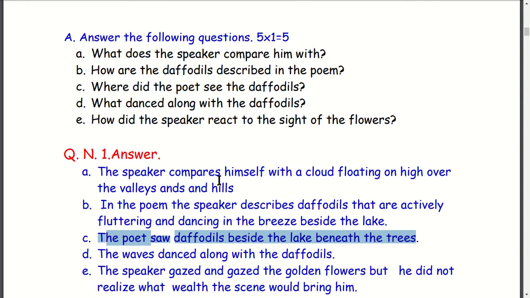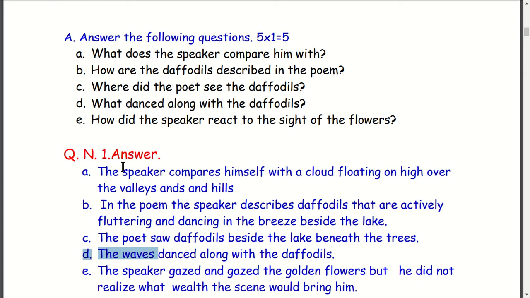Okay, number D, what dance along with the daffodils? What dance? What is the name of the persons or the things? You have to write here. Number D, the waves dance along with the daffodils, a very short answer. The waves is the answer, the keyword here. The waves dance along with the daffodils. What dance? The waves dance.